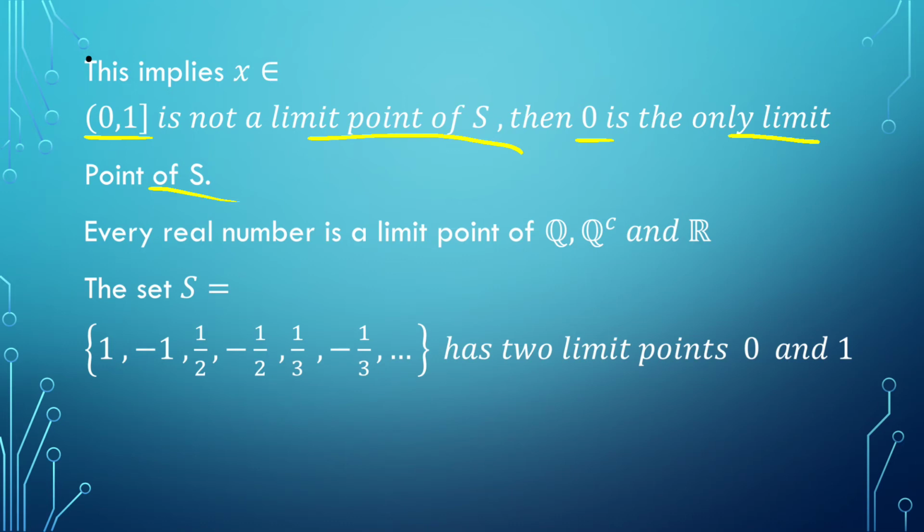Another example is that every real number is a limit point of either the rational set, the irrational set, or the real set. So a limit point of the real set, rational set, and irrational set is actually a real number. Let's look at this set given here. You'll find this set has two limit points.